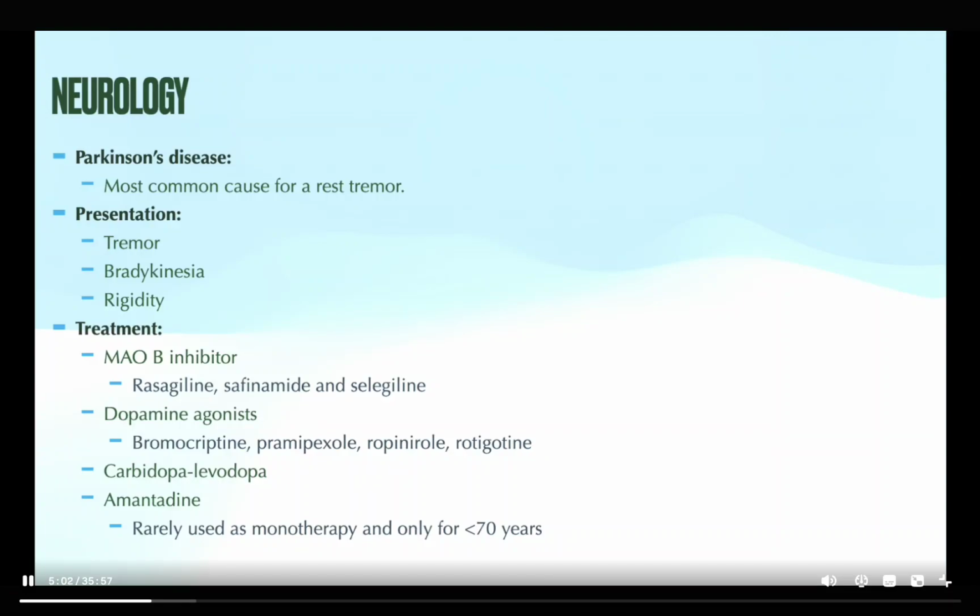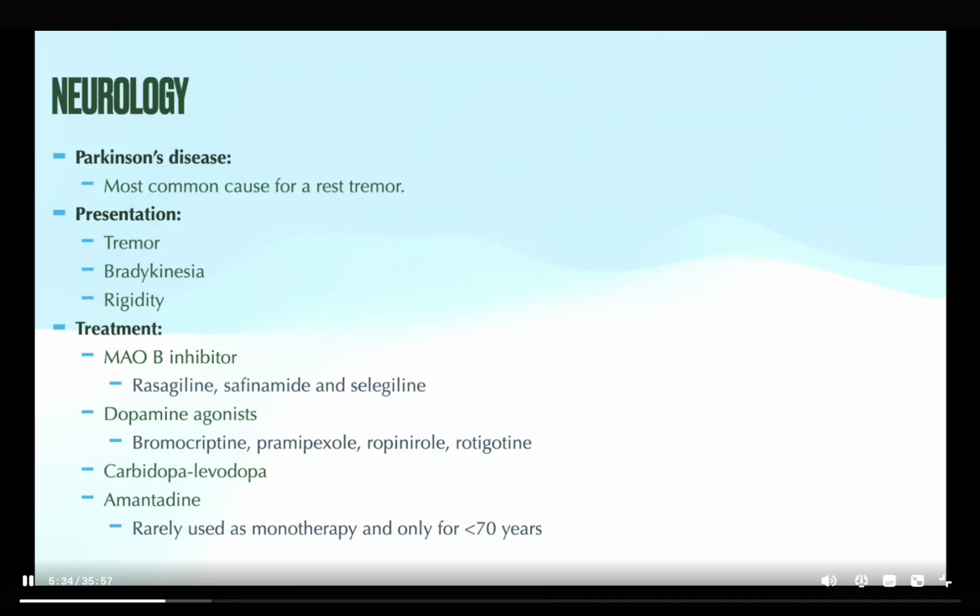Treatment of mild Parkinson's consists of monoamine oxidase type B inhibitors and dopamine agonists. Examples of these agents that belong to these classes are listed here on the slide. I'll see if I can say some of these drug names, but the MAO-B inhibitors include rasagiline, safinamide, and selegiline. I always think it's really important to look at these medications and build familiarity with them so you're able to build a bigger picture when you're looking at your patient and their med list.